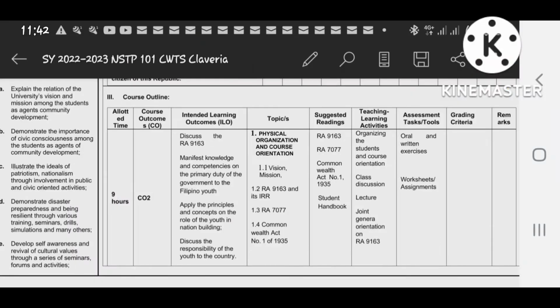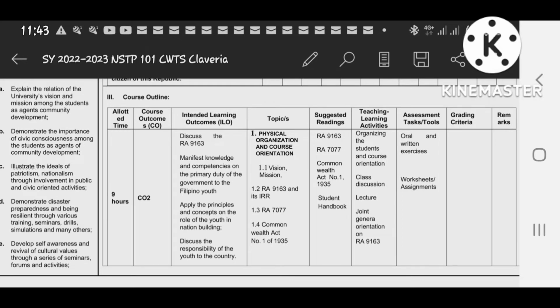Now let's proceed to our course outline. For our intended learning outcomes, we have the following: discuss RA 9163, manifest knowledge and competencies on the primary duty of the government to the Filipino youth, apply the principles and concepts on the role of youth in nation building, and discuss the responsibility of the youth to the country. Under these intended learning outcomes, we have the following topics: RA 9163, RA 7077, and Commonwealth Act No. 1 of 1935.